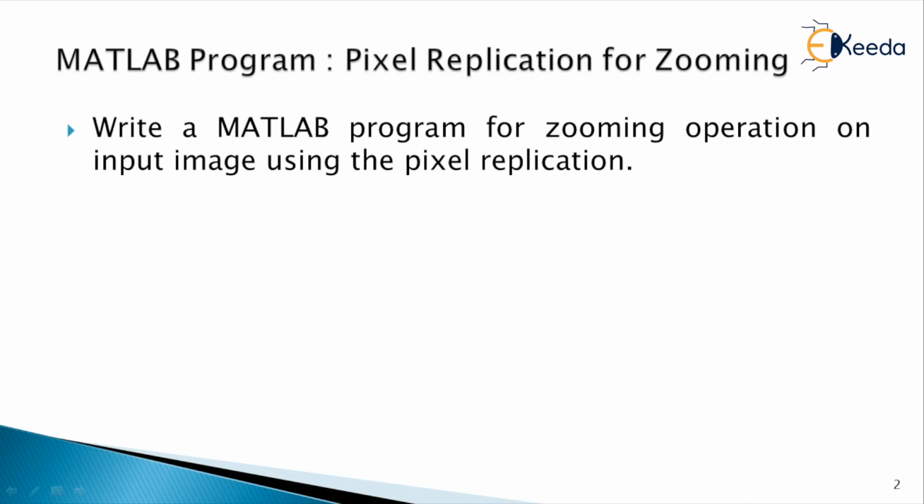So this was our topic, MATLAB program pixel replication for zooming, from the 4th chapter. In the next lecture we shall be staying in the same chapter for the subject digital image processing, and there it will be the topic MATLAB program thresholding operation.